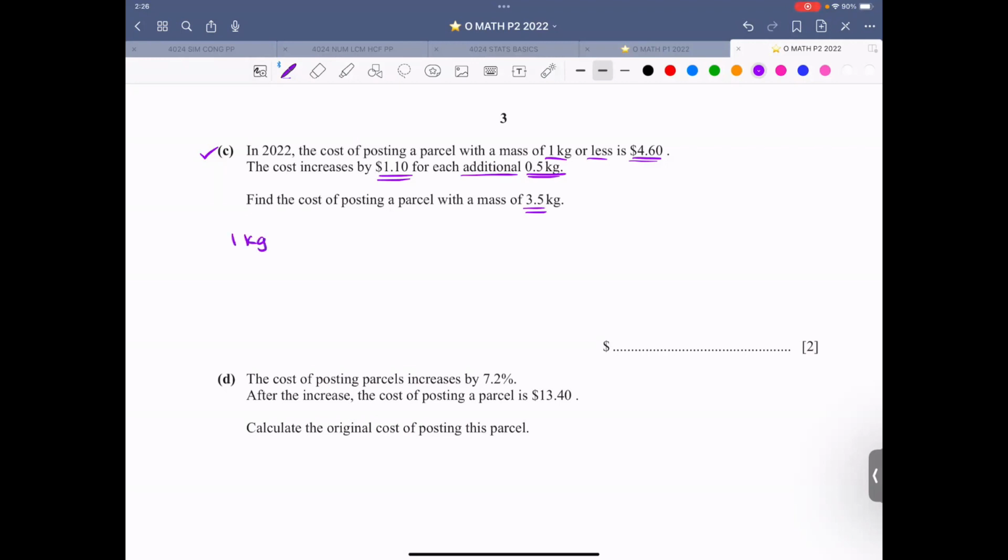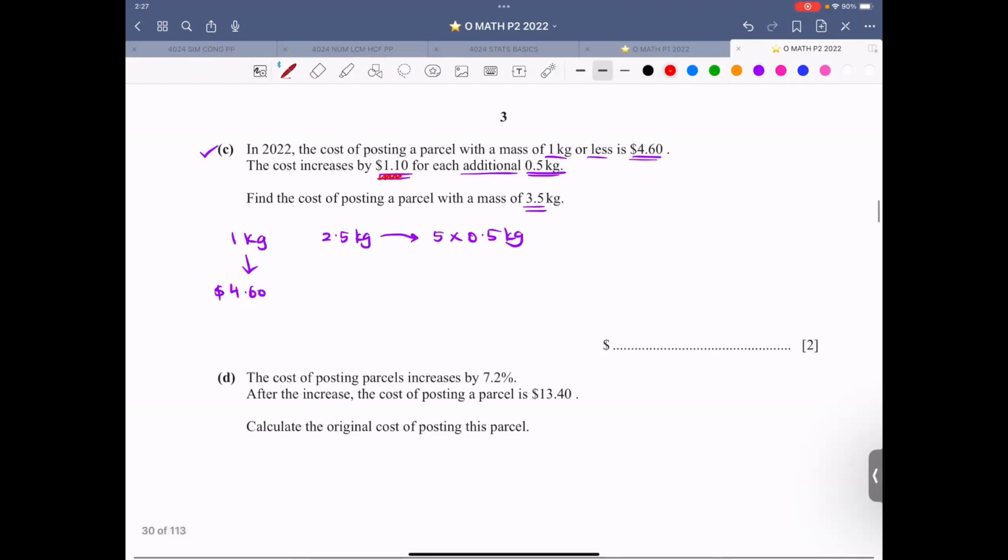So basically, the first 1 kg, that is a fixed cost. That is $4.60. And then the extra 2.5 kg, that is basically 5 times 0.5 kg. So that additional $1.10 for each additional 0.5 kg, that is 5 times 1.10, which is 5.50. So take this value, 4.60, take this value, 5.50, add it up, and this answer comes out to be $10.10.